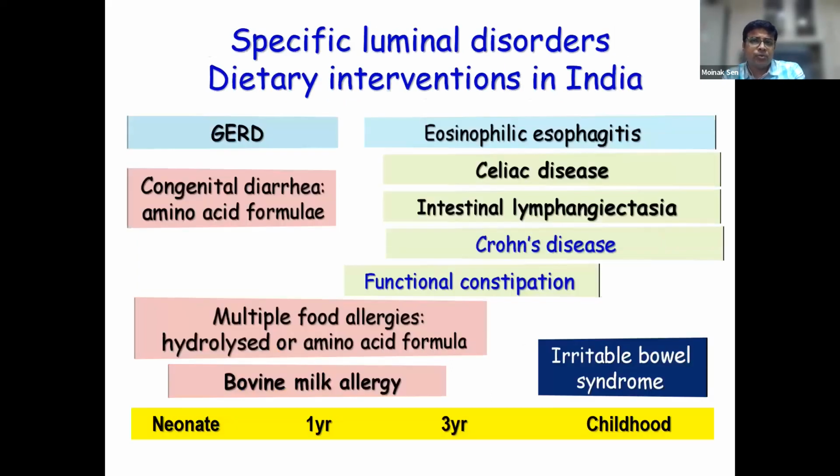So what are the specific luminal disorders where dietary interventions are done in India? So gastroesophageal reflux disease, eosinophilic esophagitis, celiac disease, lymphangiectasia, Crohn's disease, functional constipation where you require a high fiber diet, irritable bowel syndrome, and then you have multiple food allergies and bovine milk allergies, and all this spans from neonate to childhood.